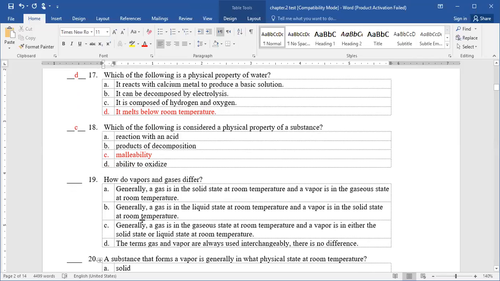Generally, a gas is in a liquid state at room temperature and the vapor is in a solid state, and that's not true either. Generally, the gas is in a gaseous state at room temperature and the vapor is either solid or liquid at room temperature. That's true. Number C.